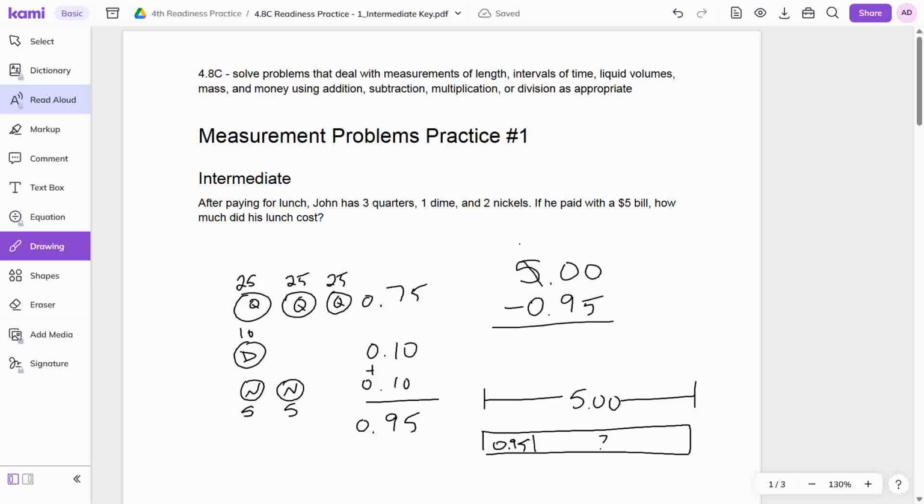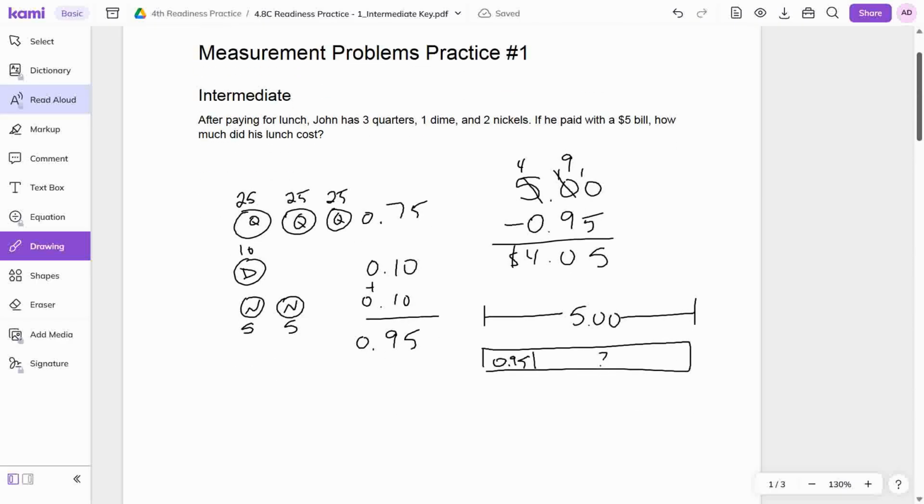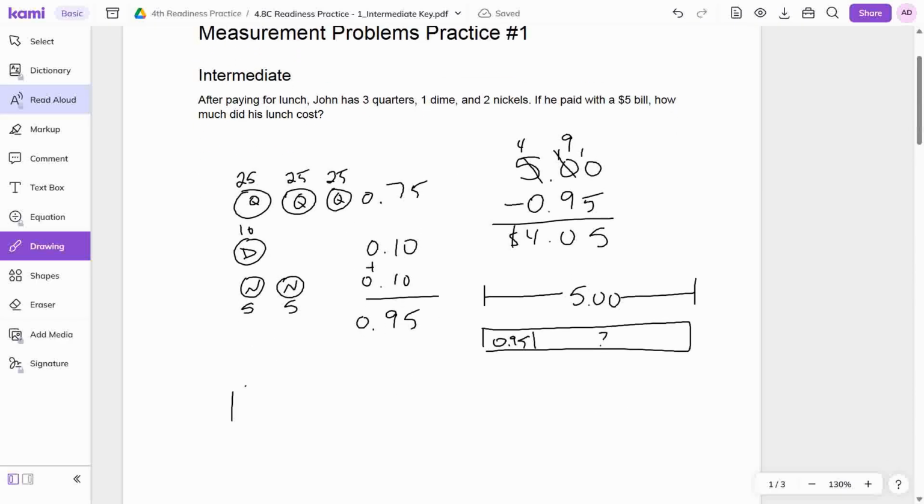So now we need to take a dollar, leaving 4. I've got 10 dimes. Take a dime, leaving 9. Now I've got 10 pennies. That's 5, 0, $4.05. All right, so that makes sense. That missing amount is $4.05. So we can say his lunch cost $4.05.